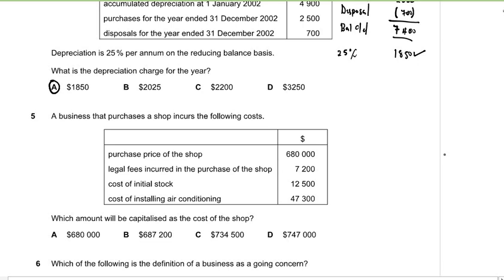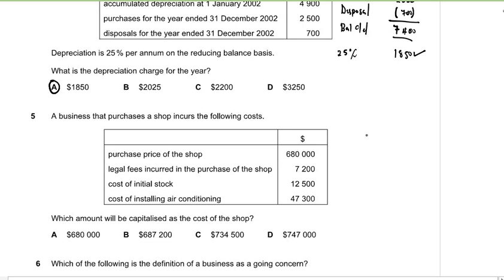A business that purchases a shop incurs the following costs: purchase price of the shop, legal fees incurred to purchase the shop, cost of initial stock, cost of installing air condition. What is the amount to be capitalized as the cost of the shop? Right, this is fair and fine.